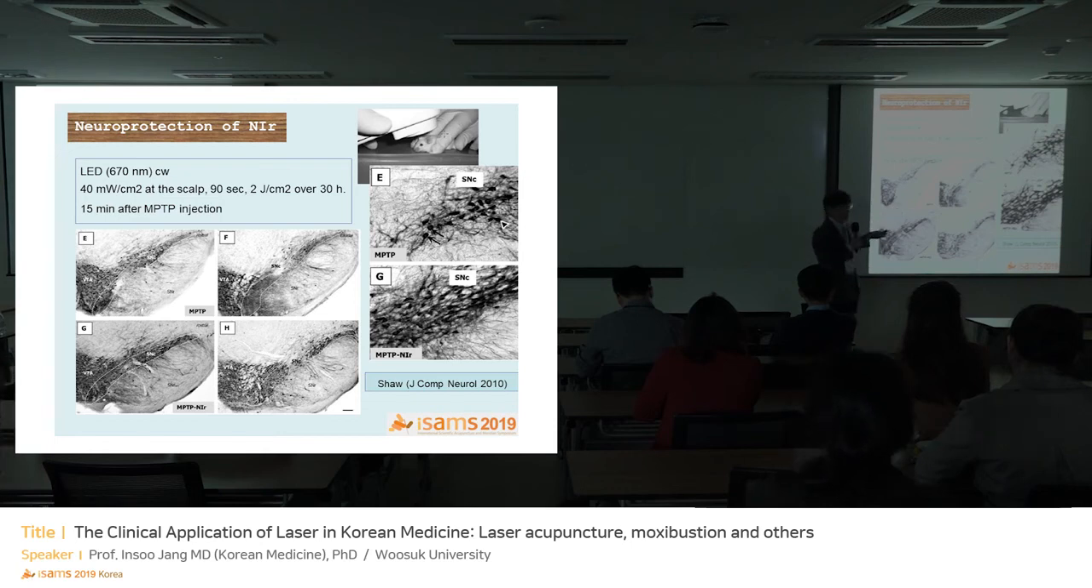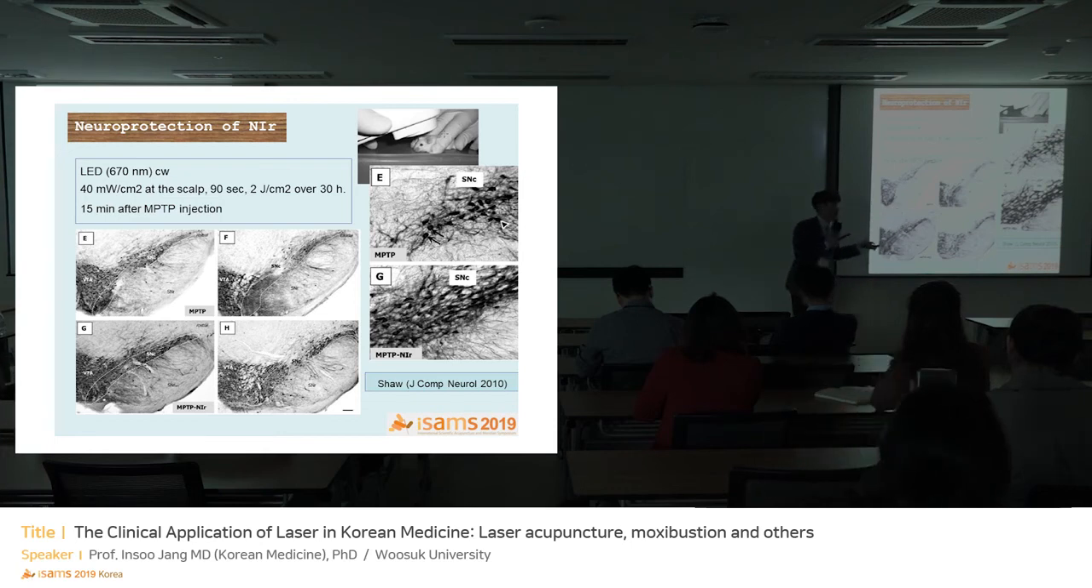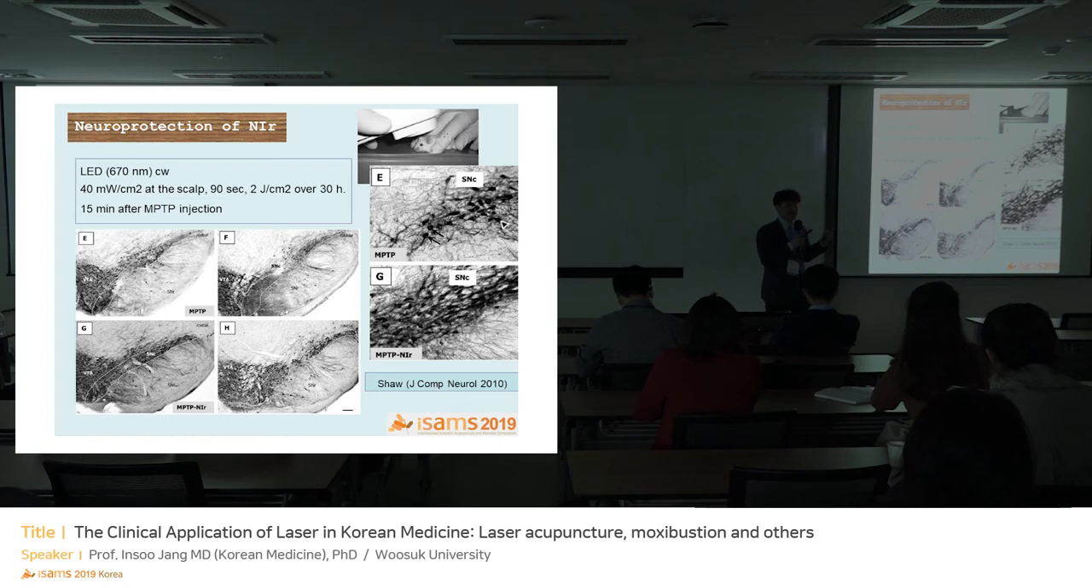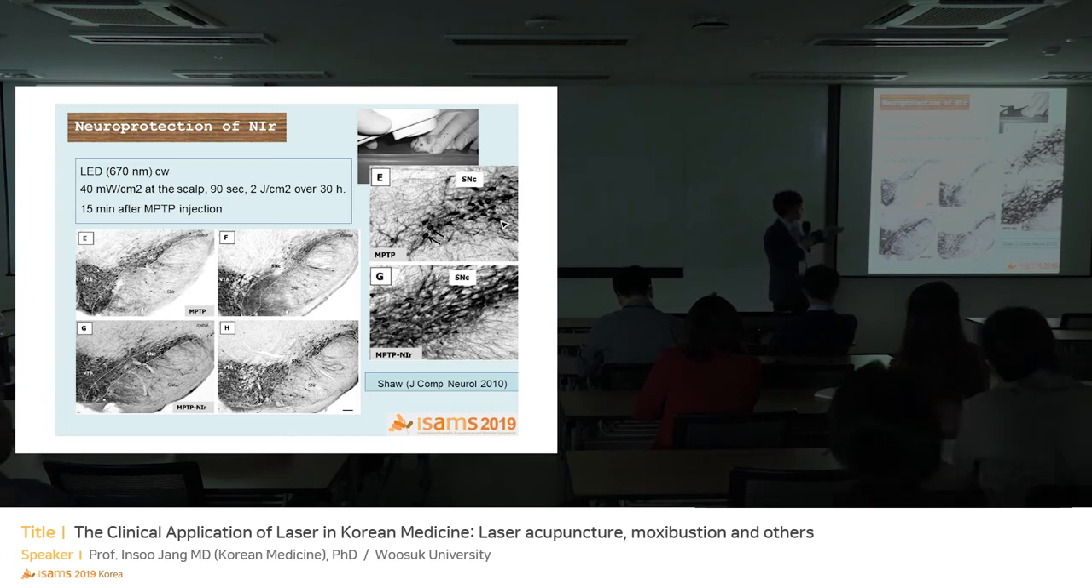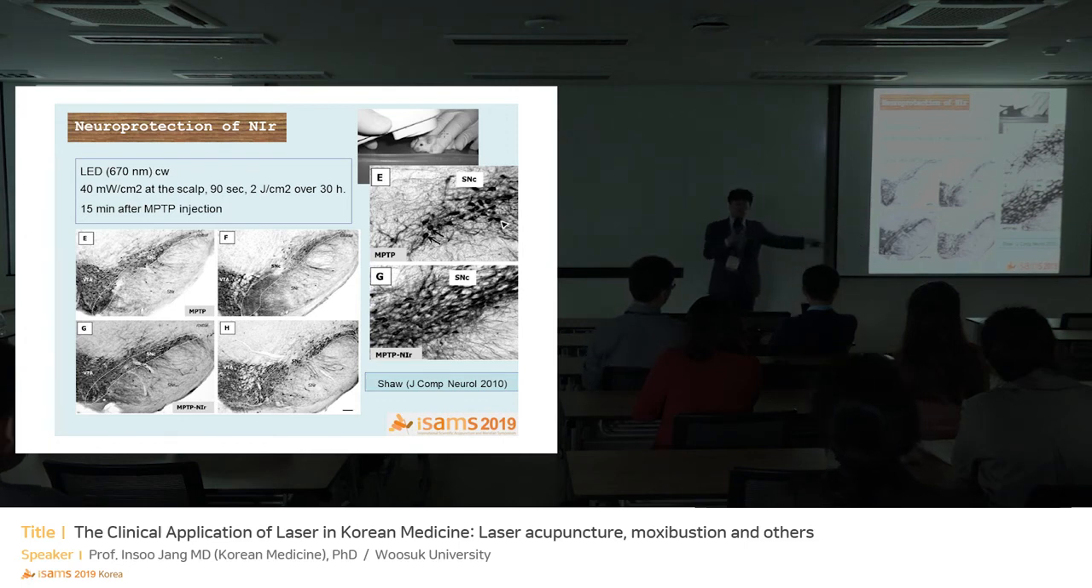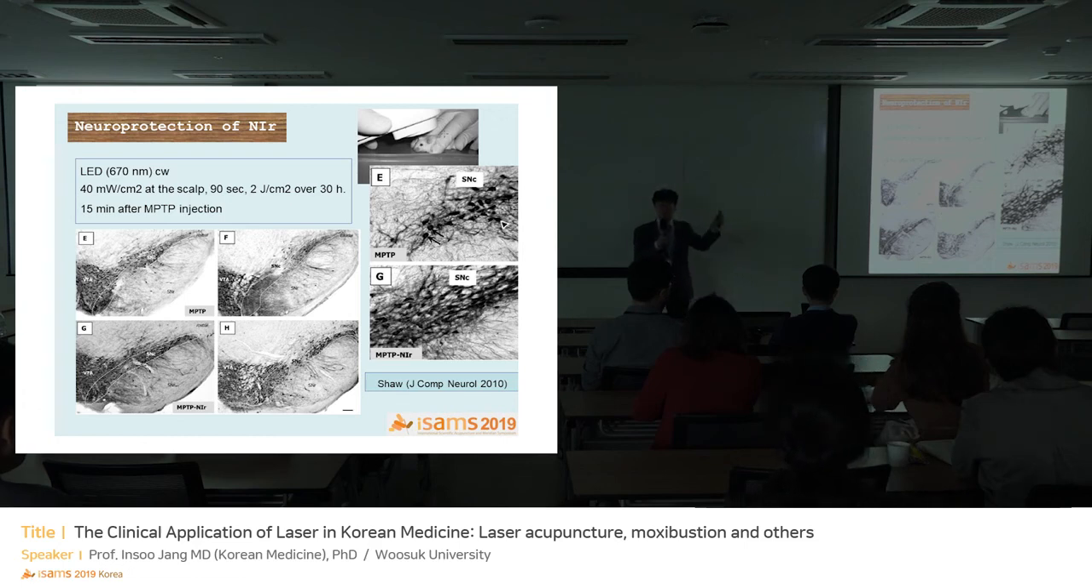So many neural cells disappeared. And this picture shows the MPTP injection followed 15 minutes later by irradiation with 670 nanometer LED. Then many neural cells still survive. What does it mean? It means that low-level laser and near-infrared light have a neuroprotective effect.